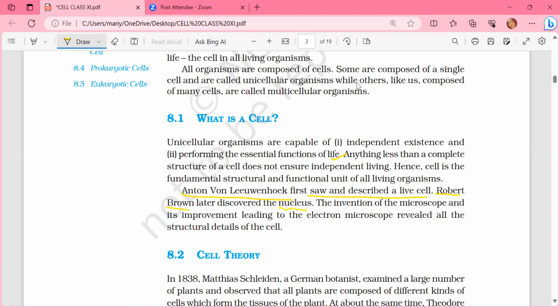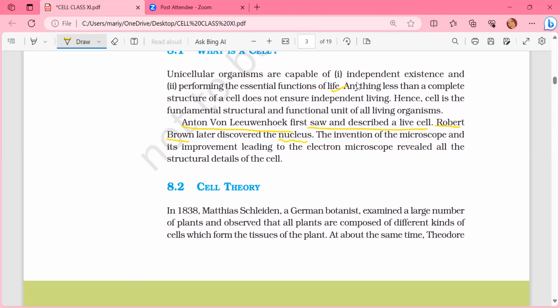The invention of the microscope and its improvement leading to the electron microscope revealed all the structure details of the cell. Now see, in those earlier times there were very few technologies, and there was not much magnification in the microscope. So a lot of things about the cells we were not able to see. After the improvement of the microscope to the electron microscope, which is highly precise, we can find out different structural details of the cell, whatever things are there in the cell.